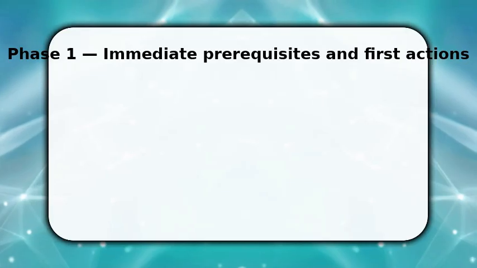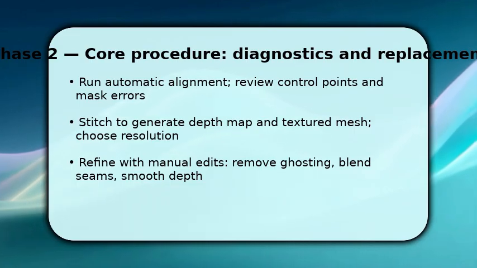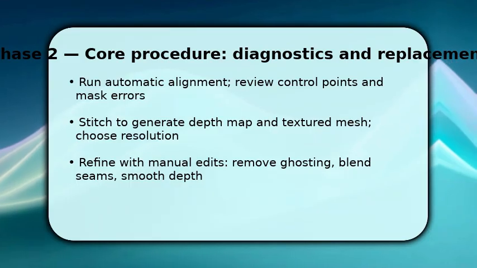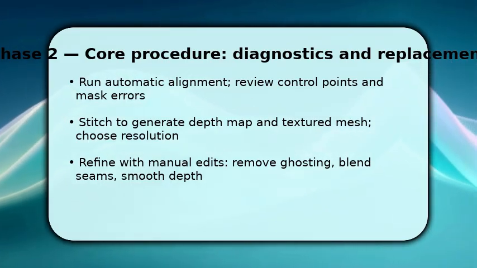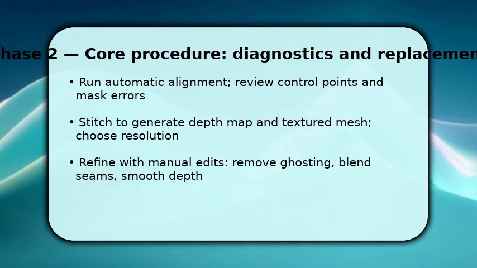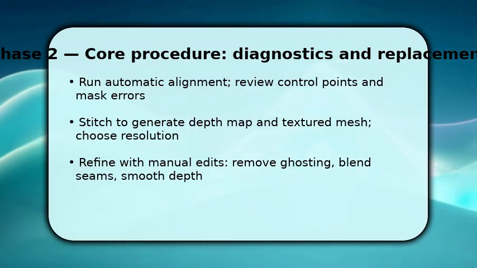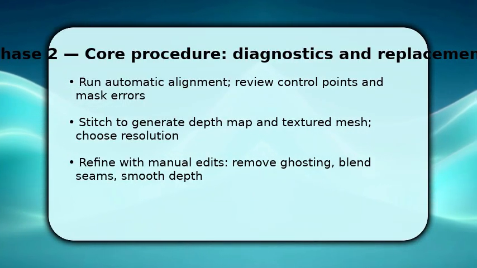Once your images are in, run automatic alignment to detect camera positions and tie points. This builds the foundation for depth. Next, stitch to generate the textured mesh and a depth map, selecting a resolution that balances detail and performance. If alignment misses areas, add manual control points or mask problem zones. Make sure to inspect seams and ghosted subjects. Then use blending and smoothing tools to refine texture continuity and depth accuracy before exporting.